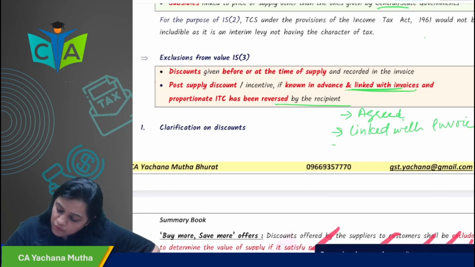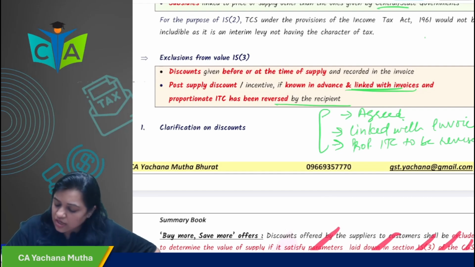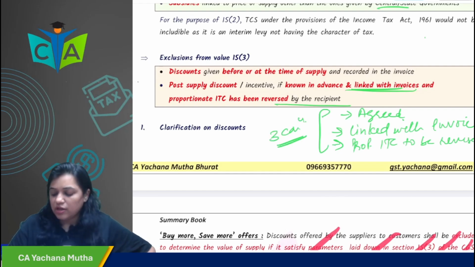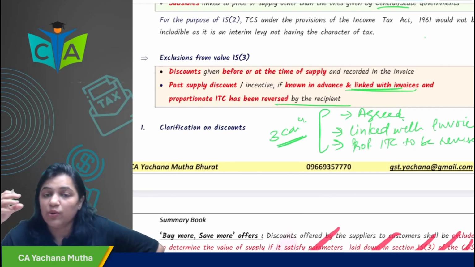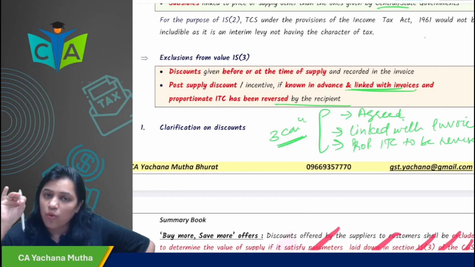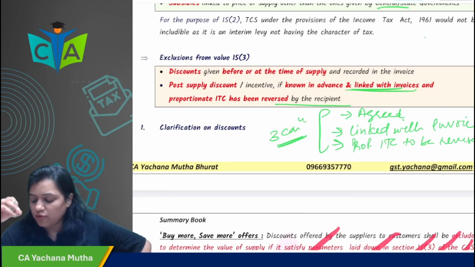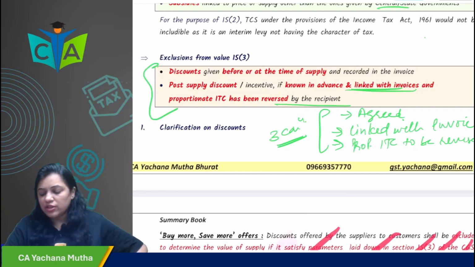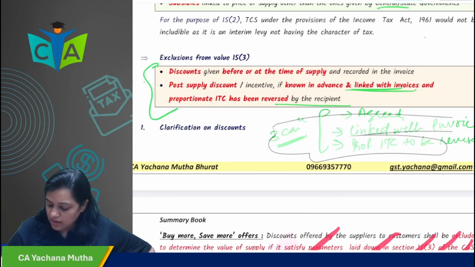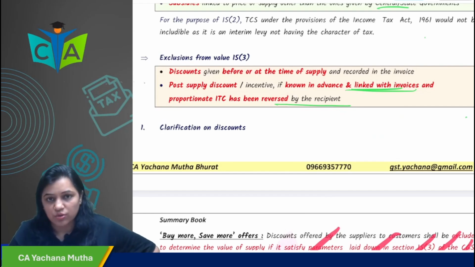And third is proportionate ITC to be reversed. If these three conditions are fulfilled, then only post-supply discount is allowed as deduction, otherwise not. What are those three conditions? It should be agreed in terms before, it should be linked with relevant invoices, and proportionate ITC to be reversed. So if these three conditions are satisfied, in that case, life is very simple. The discount would be allowed as deduction, otherwise not.